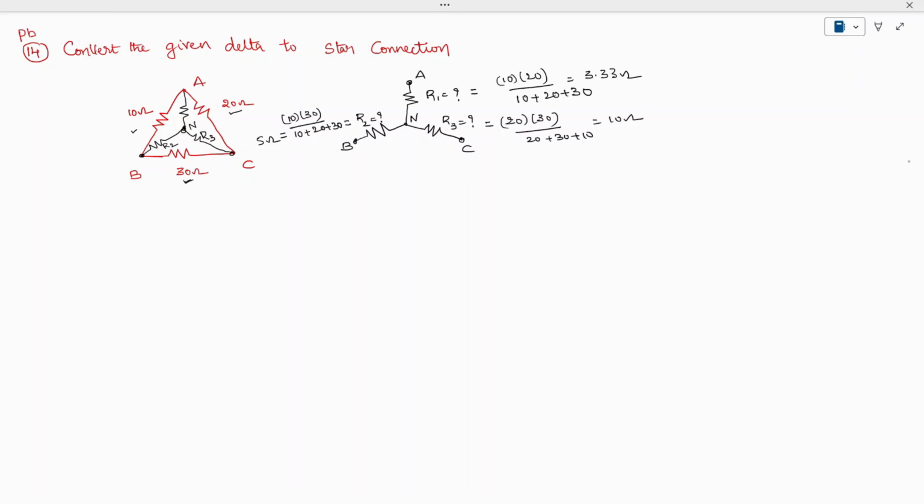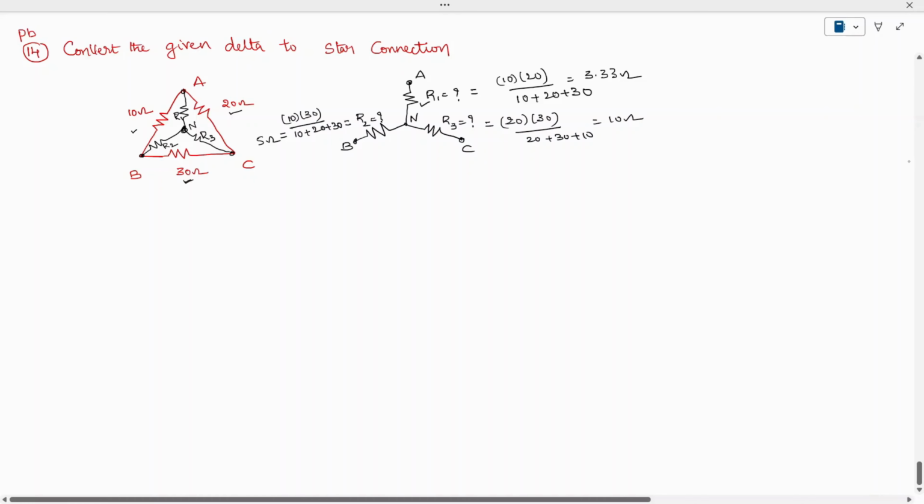Very simple to understand. The red color resistors are the known values that are given. From the known we have to find out the unknown. So carefully observe, this black color resistor R1 is connected between two red resistors. What are those two? 10 into 20 divided by 10 plus 20 plus 30. So that's how we find R1.